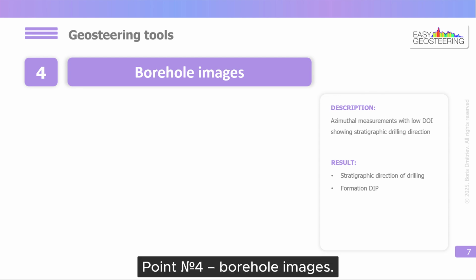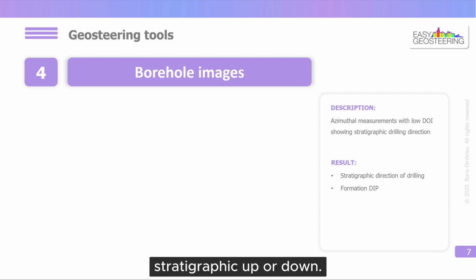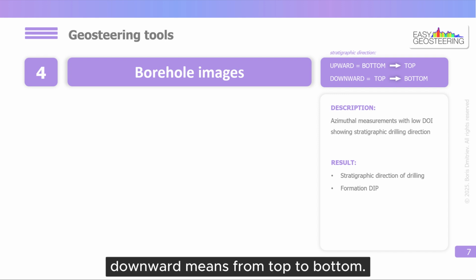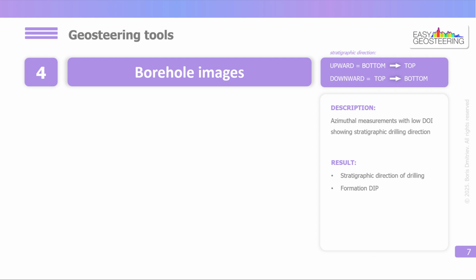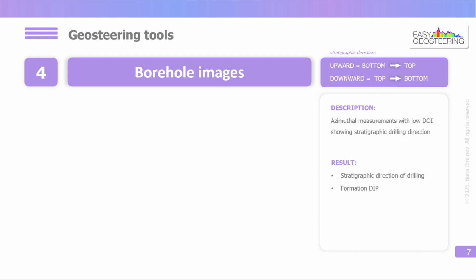Point number 4, borehole images. It's azimuthal measurements with low depths of investigation, which shows us how we drill relative to the formation, stratigraphically up or down. Upward direction means we move from bottom to top, downward means from top to bottom. Don't confuse it with vertical direction, because stratigraphic direction depends not just on inclination, but also on the formation dip.